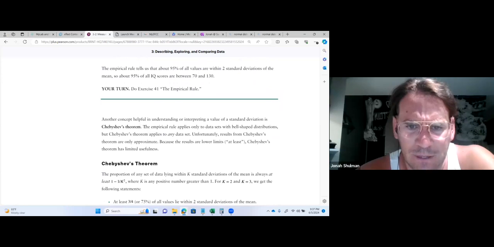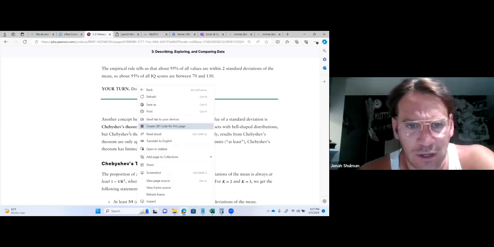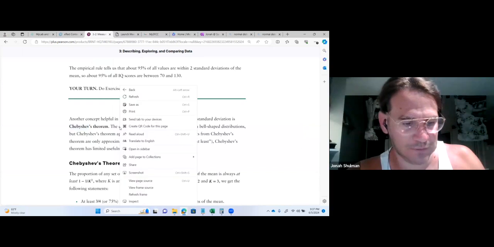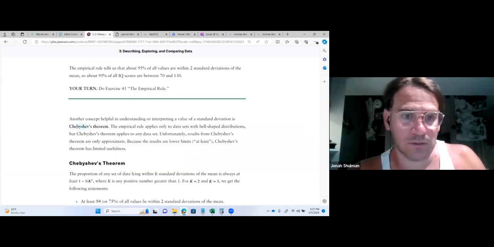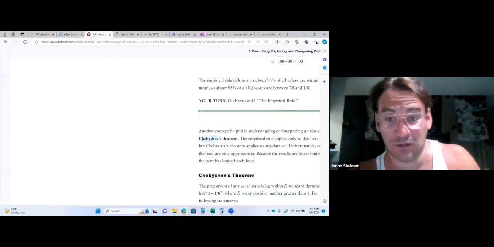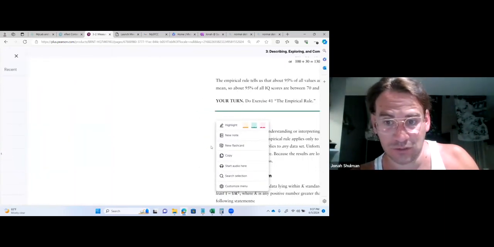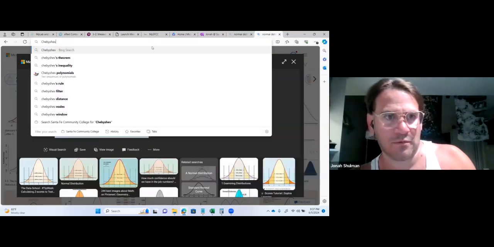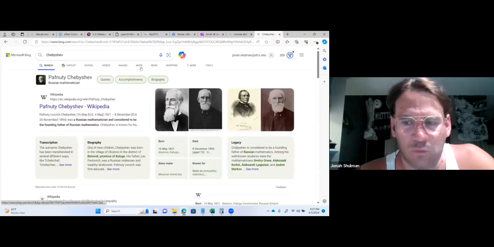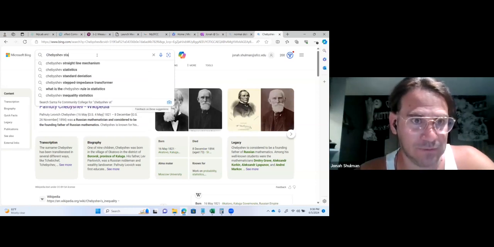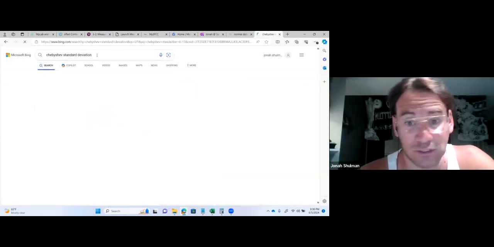All right, let's find this theorem. Another concept helpful in understanding standard deviation is this guy. I bet he's Russian. Whenever they give you a person, we've got to see who they are and what they look like. Maria Agnesi. She was like 11 and she wrote the whole book on calculus. So there are some really great mathematicians who are girls as well. Let's find this guy or girl. That is quite a beard. Let's make sure it's the same guy.